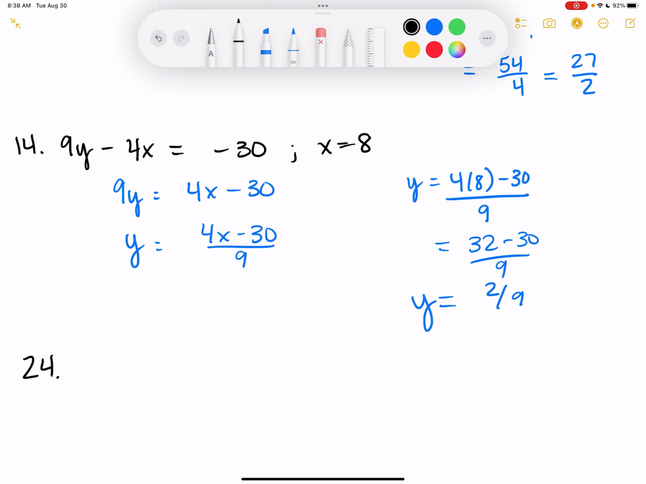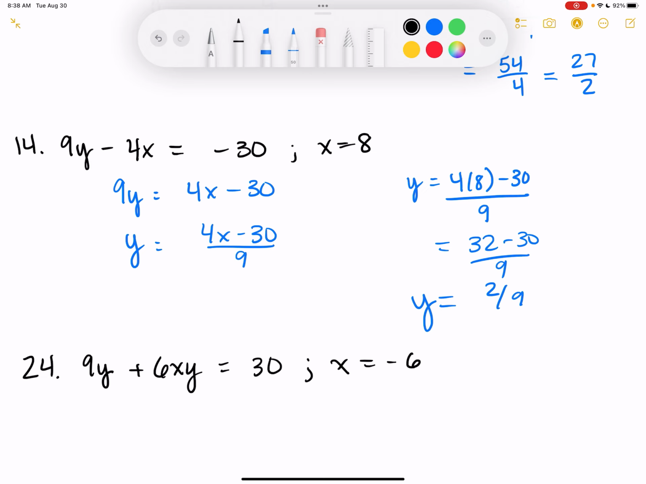24. 9y plus 6xy equals 30, and then x is equal to negative 6. So if I wanted to get y by itself, do you see anything that you could do? What do you think? You divide by x on both sides? Or would it have to be 6x?